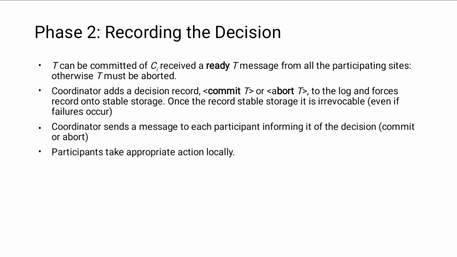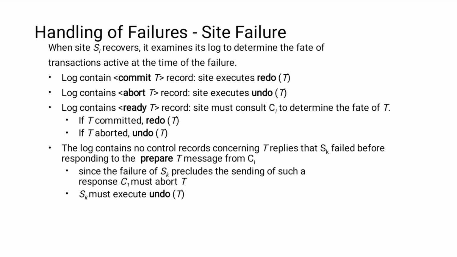After this, recording the decision. For recording the decision, the ready T message must be received from all the participant sites that are to be committed. Otherwise, no ready T message means aborted. According to this, the coordinator adds a decision record to the stable storage. The coordinator sends a message to each participant informing it of the decision. Participants take appropriate action locally.